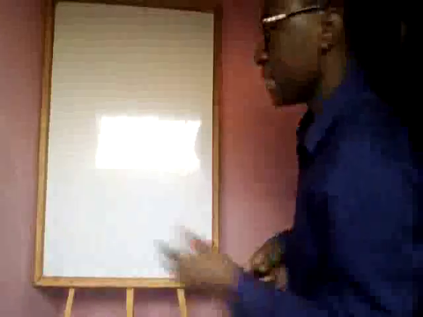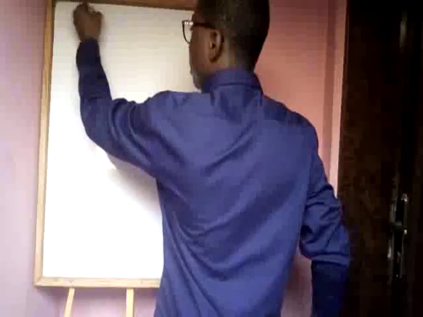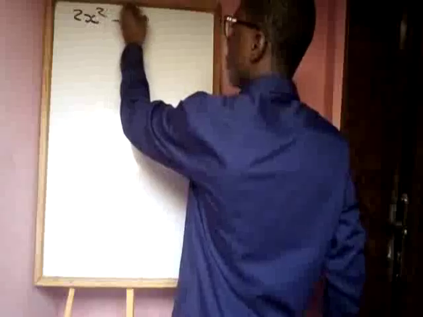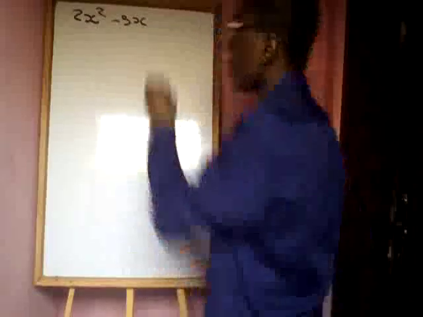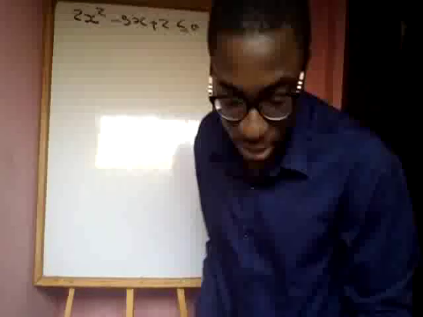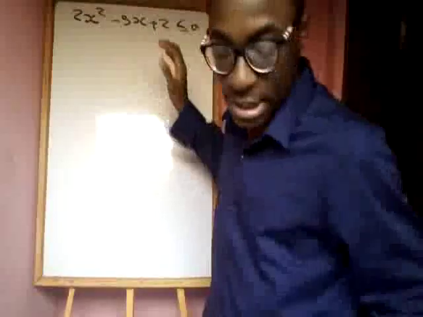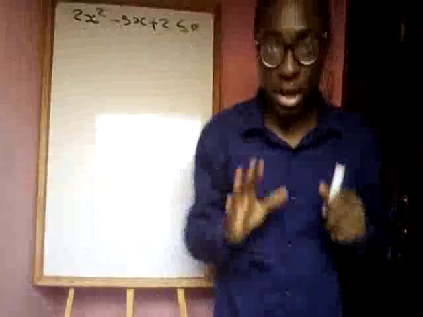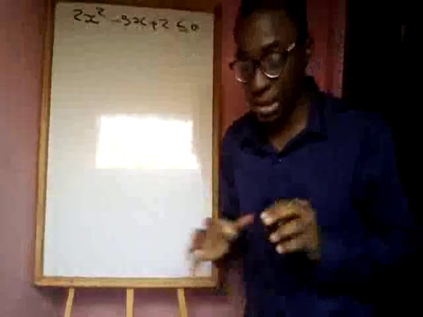So basically, first of all, we have to solve an inequality, and this is the inequality we have to solve: 2x squared minus 5x plus 2 is less than or equal to 0. So in this case, I want you to calmly look at this question. Now it's very simple, but it depends on how you approach it.